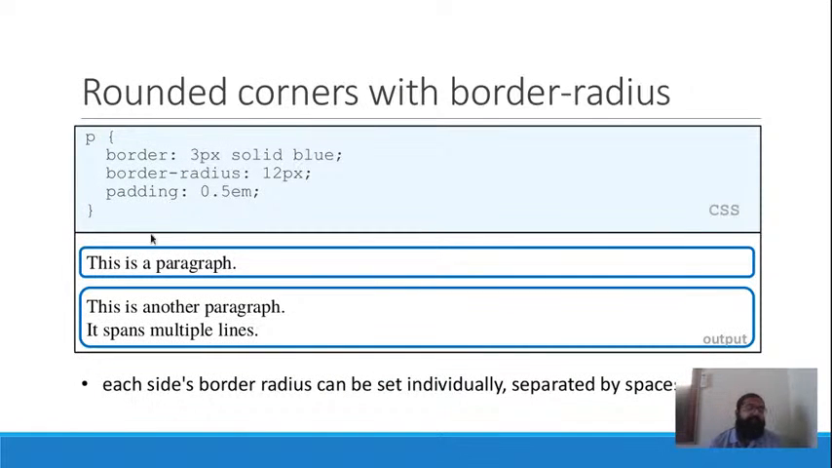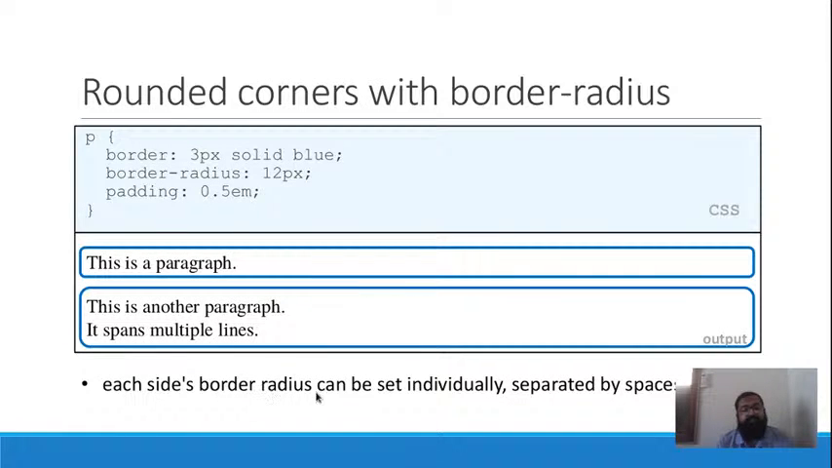So we are mentioning the padding here, it has 0.5 em. Okay, so this is what the output would look like. You have used 2 p tags. One p tag has the content "This is a paragraph." You can see that it has drawn a blue solid border around it with some rounded corners, with the border radius 12 pixels, and another, bigger one.